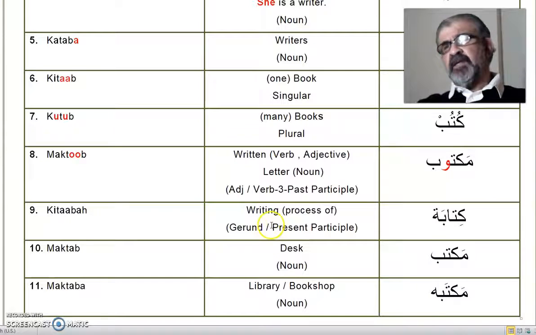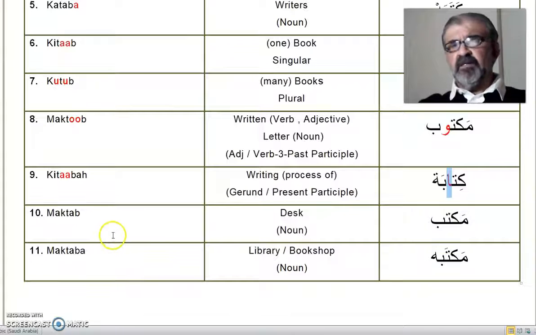Now, here in this case, I could say kitaba. Again, long vowel, kitaba. Okay, long vowel, the process of writing. So far 9, 2 more to go.